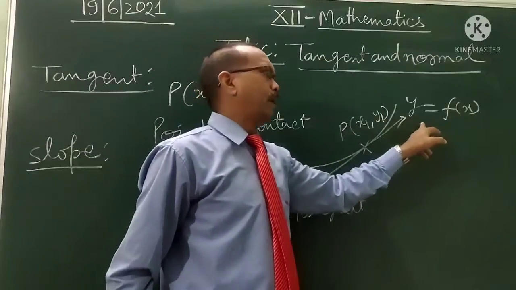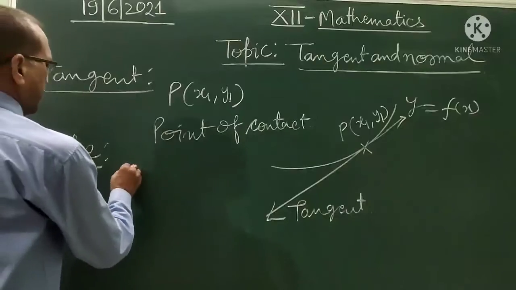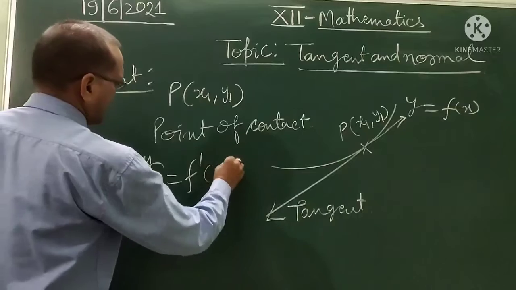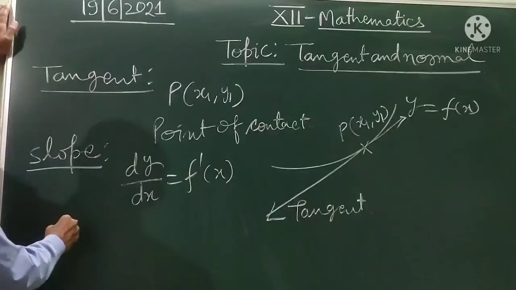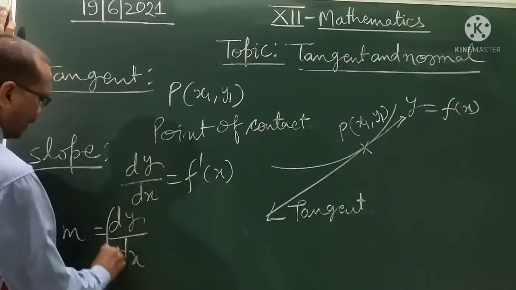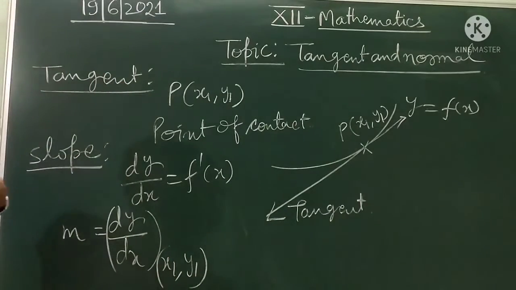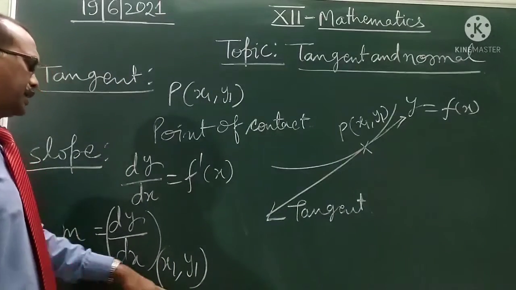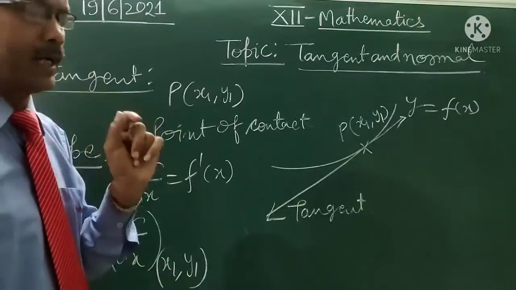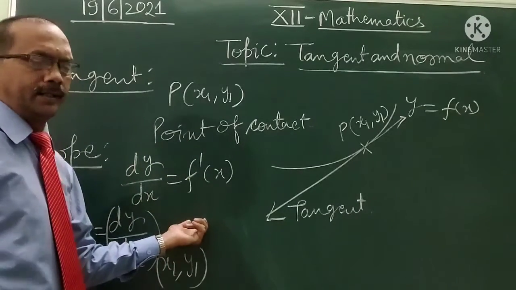Dear student, as you know, y equal to f(x) is the given curve. Then its first order derivative is dy over dx, which is f'(x). Then the slope is represented by m. It is dy over dx at the point (x1, y1). This (x1, y1) is the point of contact. So, the first order derivative at the point of contact is called the slope of the tangent.